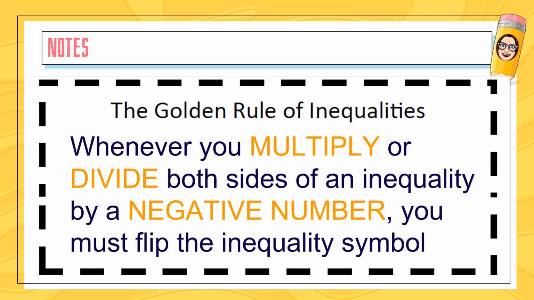The golden rule: whenever you multiply or divide both sides of an inequality by a negative, you must flip the inequality symbol. Now, you've done this before in pre-algebra, but the key thing is the flip. When do we flip the inequality? Again, I'm going to go through some of this a little quickly, so if you aren't done writing, always pause before you continue.